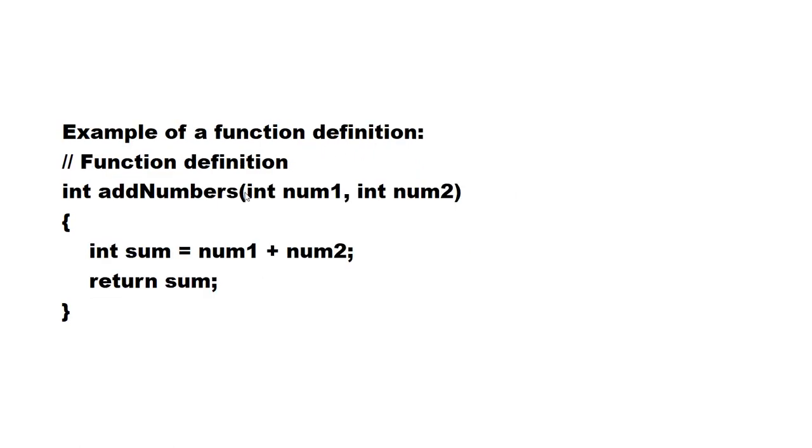Example of a function definition, int add numbers. Add numbers is the name of the function. Int is the return type. And it accepts two parameters of type integer, int num1, int num2. Then inside the function body, it calculates the sum of num1 and num2 and then returns the sum. Since the sum is an integer, we provide the return type as int.